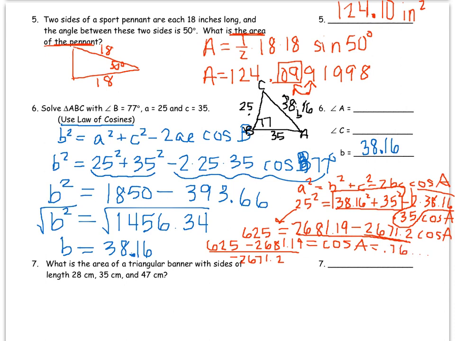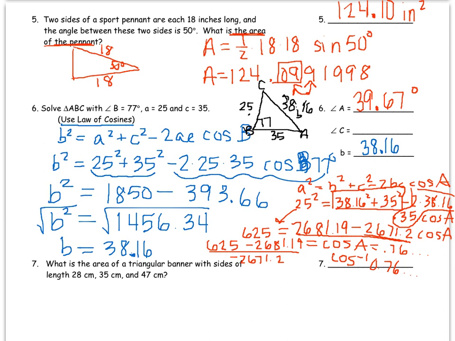But I want to find A, so I get this equals a decimal. I want to find A, so I need to do the inverse cosine of my decimal. So if you do the inverse cosine on your calculator of your answer, you'll get 39.67 as your angle A. So angle A is 39.67 degrees.